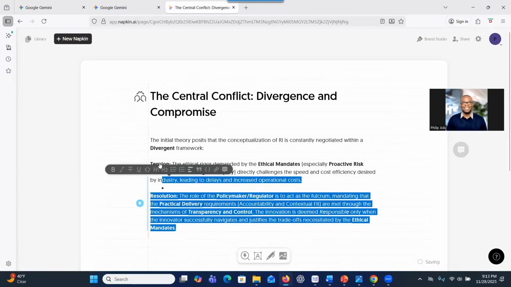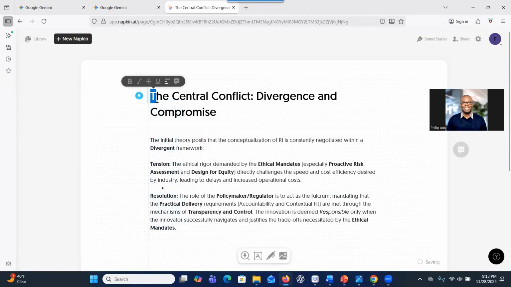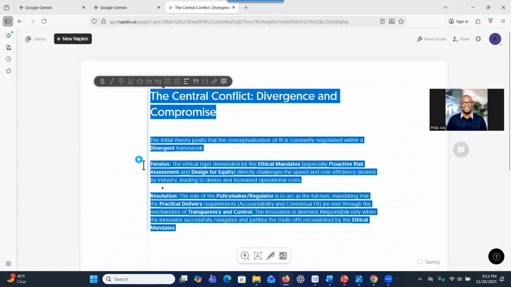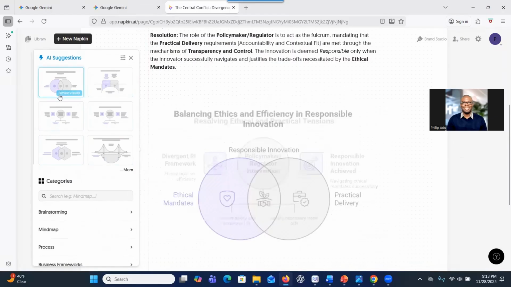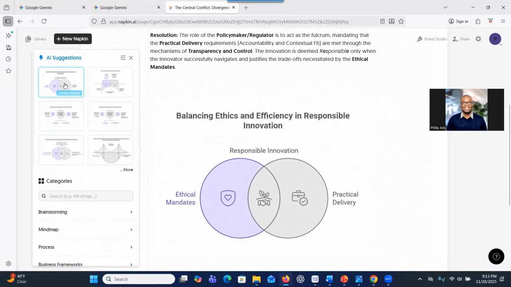So you select the text that you brought here. I'm clicking on select here. Click on this icon and the system will go through, and you can suggest a visual representation. You can review and see whether it makes sense. So let's see the first one. This one is balancing ethics and efficiency in responsible innovation. You see here that ethical mandate is on the left side and practical delivery on the right side. If this one reflects what you want to see or what is in the content, then you can choose that, right? So let's explore more.